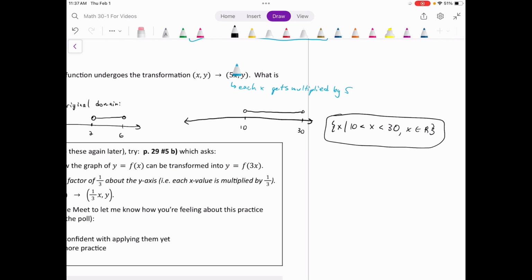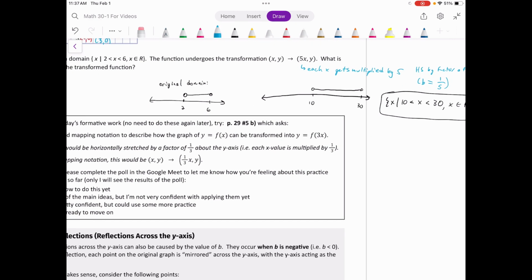Here, our b value, right? Just for getting the hang of that, because it can be tricky at first. If each x got multiplied by 5, we had a horizontal stretch by a factor of 5. What is b? b would be 1/5. So careful there. Again, the mapping notation is showing us directly what's happening to each x coordinate.